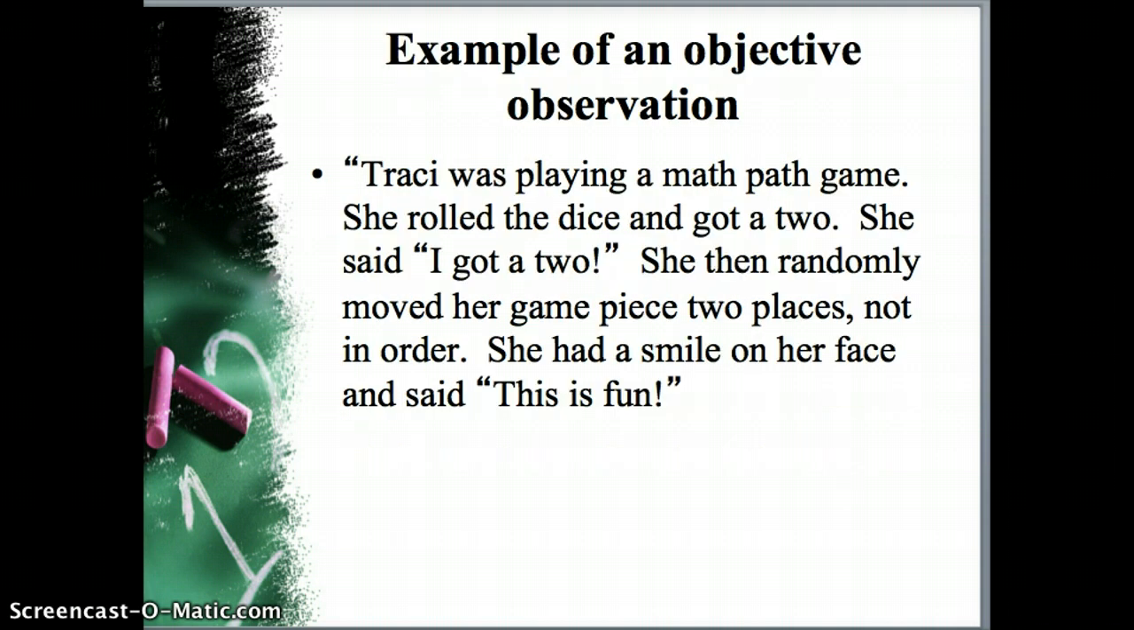So here is an example of what the observation on Tracy might look like, written objectively and accurately. Tracy was playing a math path game. She rolled the dice and got a 2. She said, "I got a 2." She then randomly moved her game pieces 2 places, not in order. She had a smile on her face and said, "This is fun."